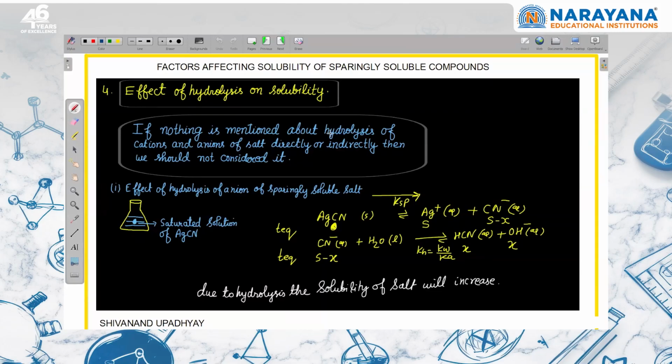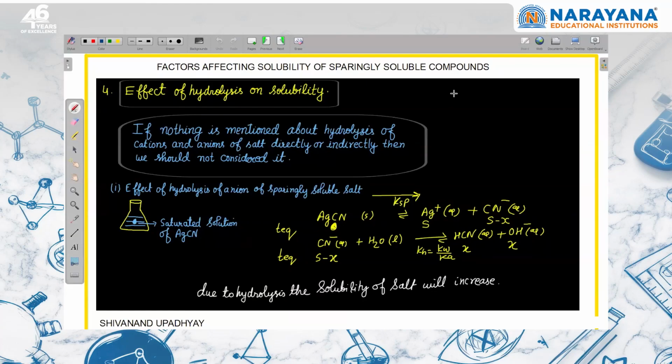If nothing is mentioned about hydrolysis of cation and anion of salt directly or indirectly, then we should not consider it. So before applying, you should know that you cannot apply everywhere, right? You have to be very cautious at which place you have to apply it, and at which place you don't have to apply it. So the first thing is the effect of hydrolysis of anion of sparingly soluble salt. What will happen?